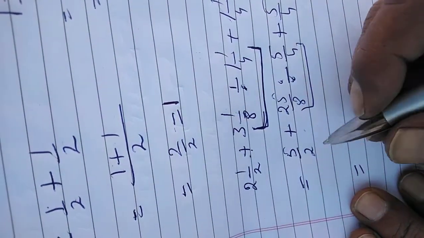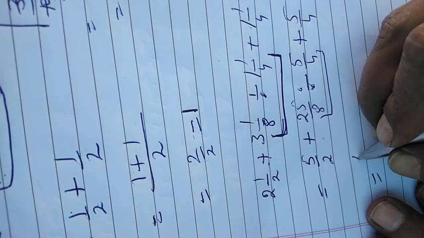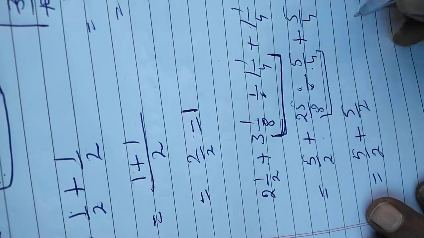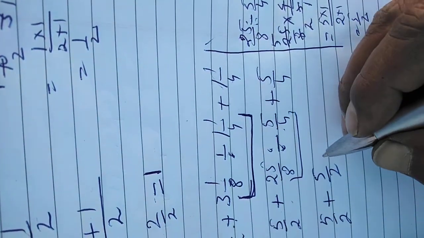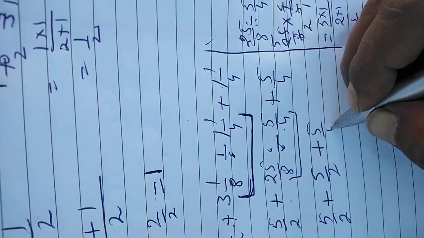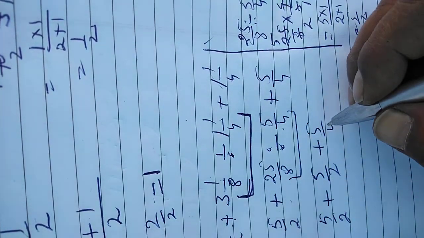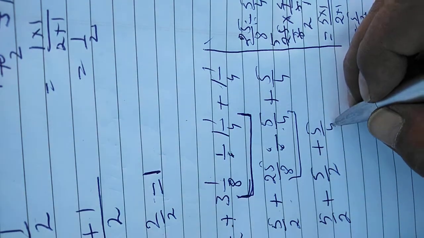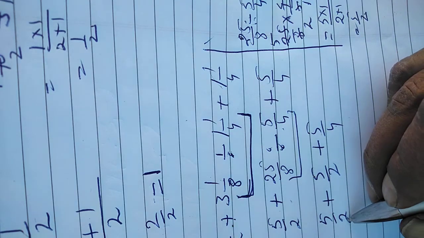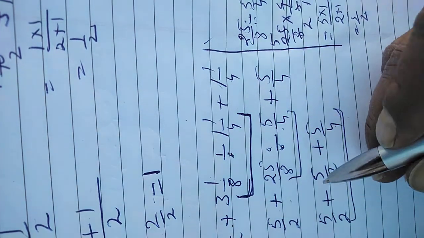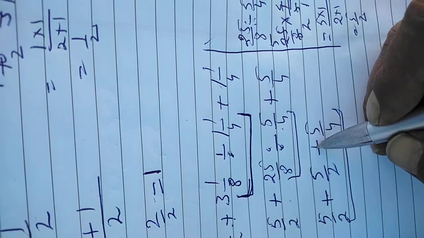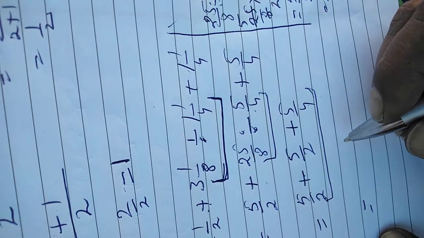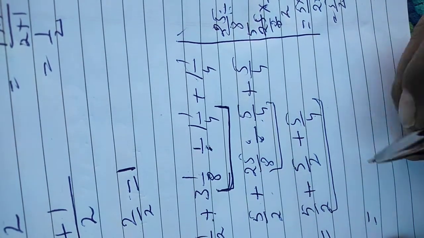So you will write here 5 upon 2 plus, when you solve this one you got 5 upon 2, so you will write 5 upon 2, then 5 upon 4. Now these are unlike fractions, right? 5 upon 2, 5 upon 2, 5 upon 4, 2, 4, sorry. Now you have to add all these three because plus sign is there. So how can we add unlike fractions? By taking the LCM. So we already did this one.